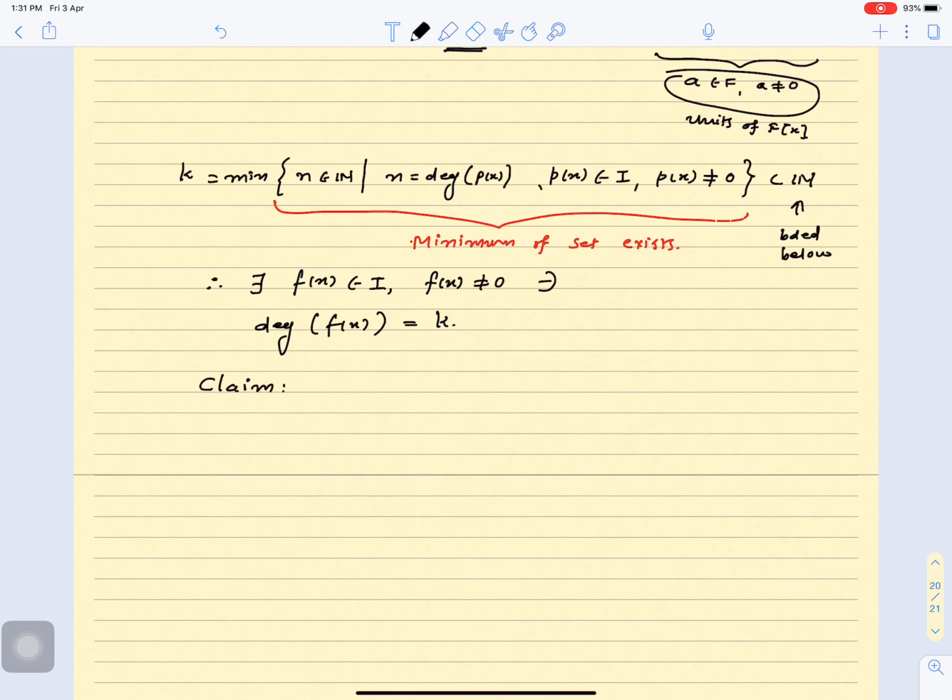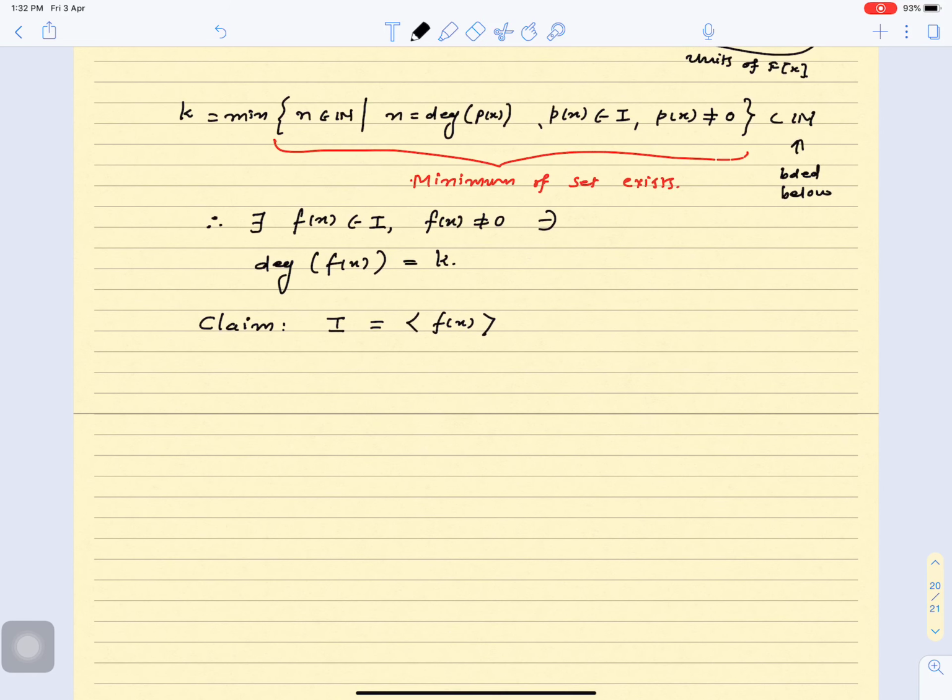So the claim is what? This ideal I will be generated by this f(x). Now this f(x) is fixed. Now I will prove that my ideal I will be generated by f(x).